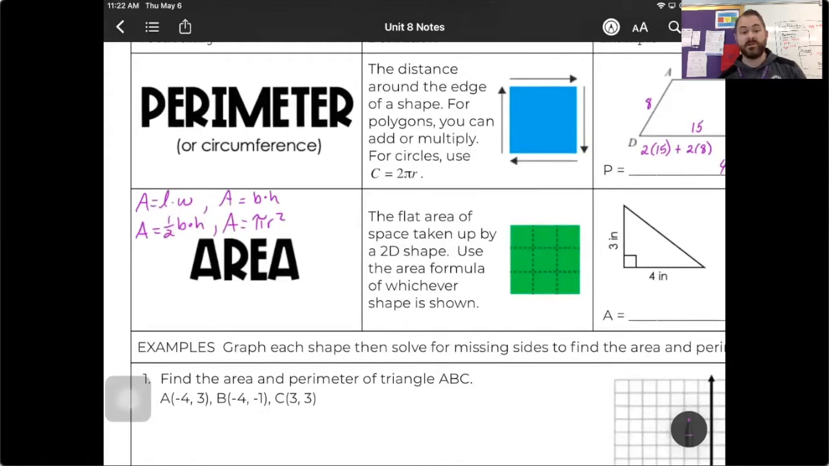Maybe we would even need to use the area of a trapezoid. Area of a trapezoid was 1/2 height times base 1 plus base 2. So we might need those area formulas. And if you look in the back of your notes, the very last page with your formulas, you'll see some area formulas that we're going to commonly use in this lesson.